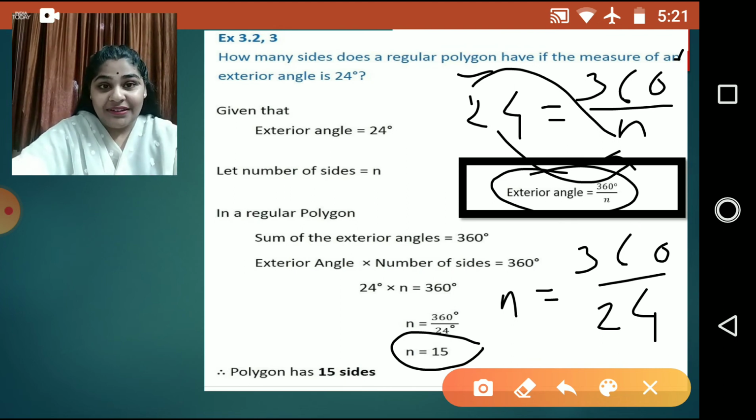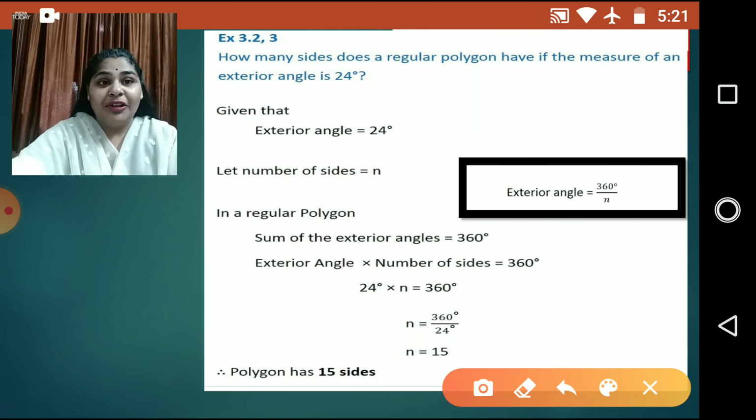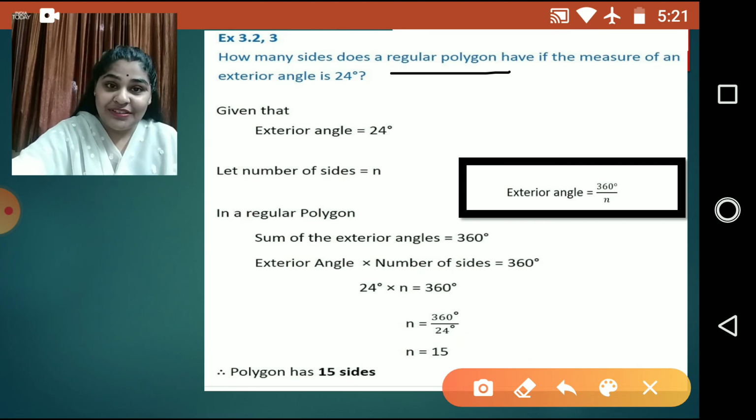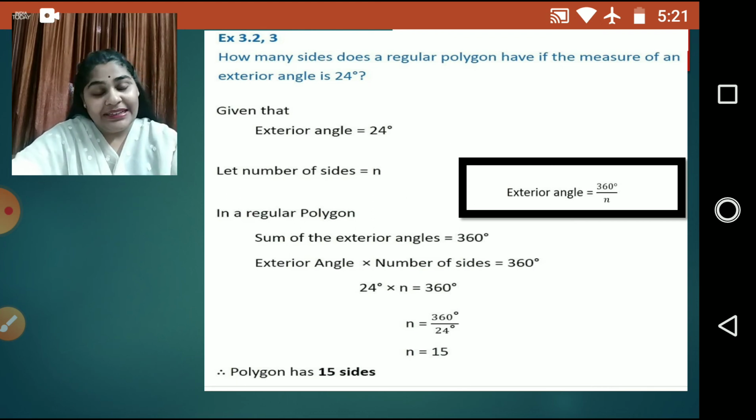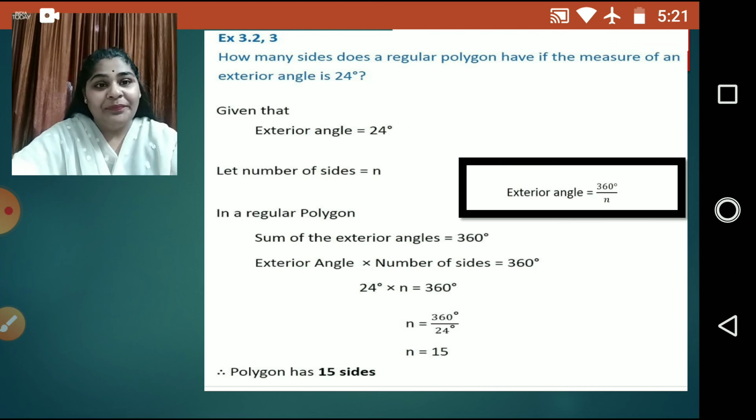But remember, children, this formula is only for a regular polygon. If it is mentioned regular polygon, then definitely you can use this formula and find out. I hope you understood. So either the exterior angle will be given to you and sides will be asked, or sides will be given to you and the exterior angle will be asked. So the method is same, children. You have to just substitute in the given formula.